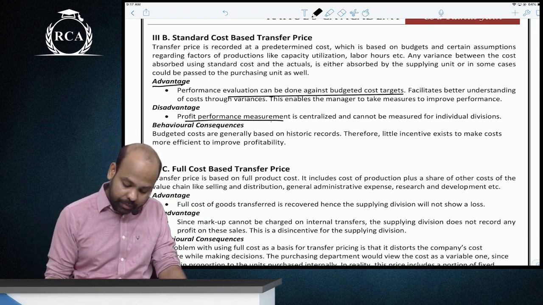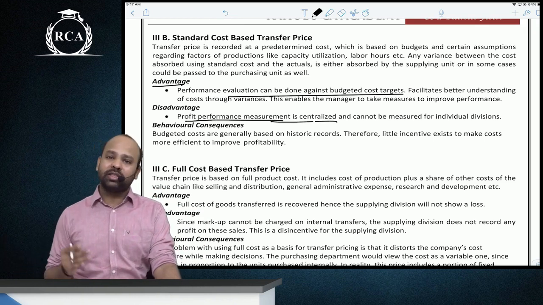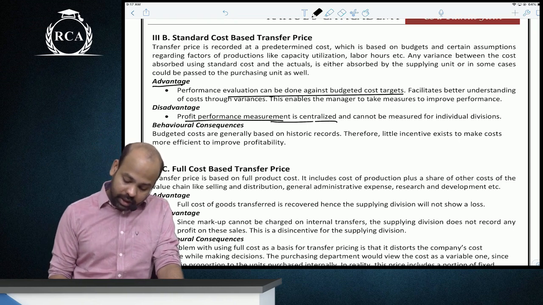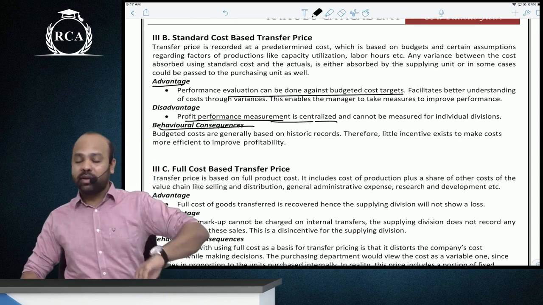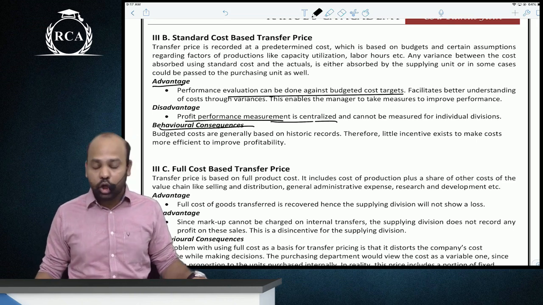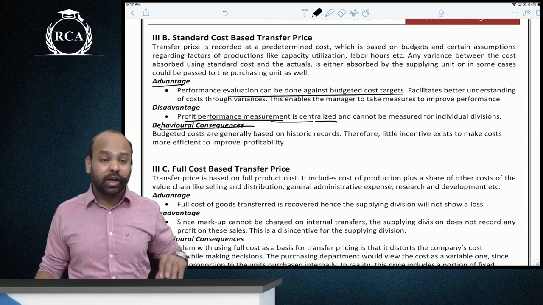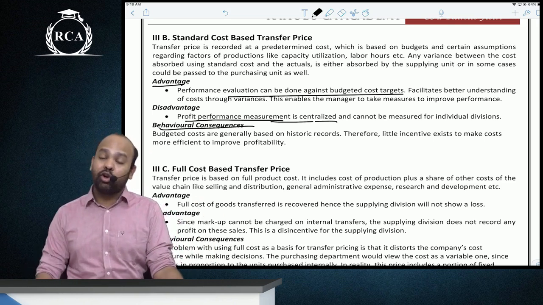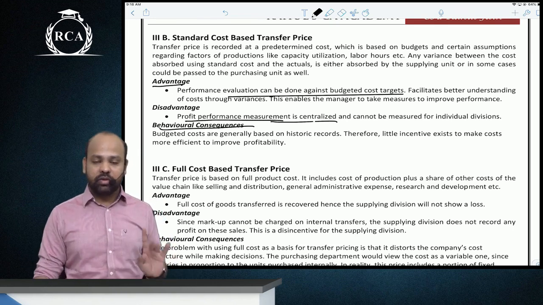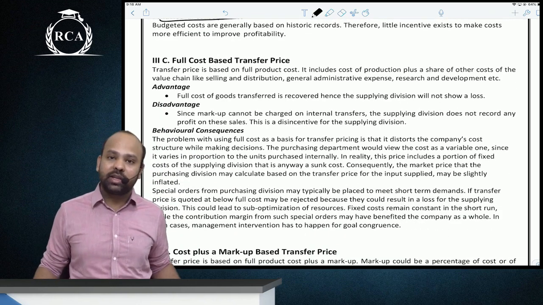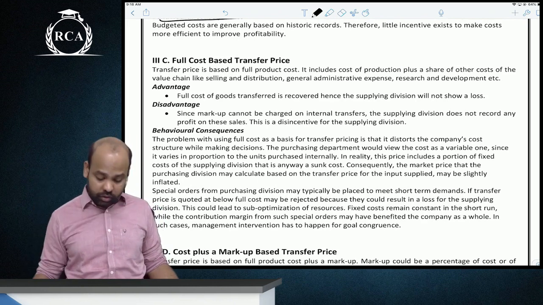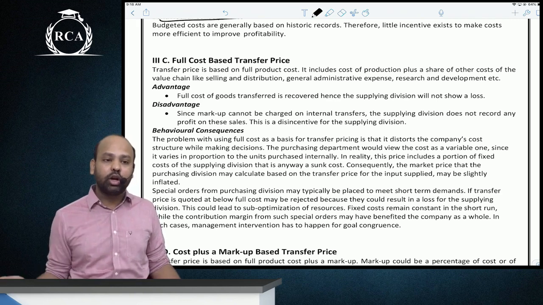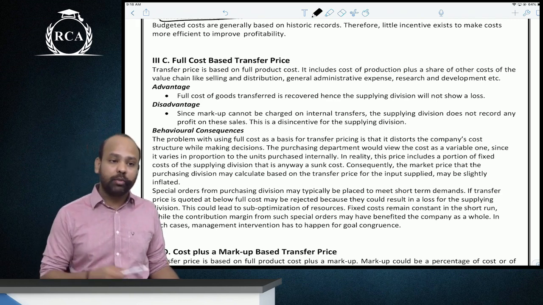Disadvantage is per profit, whenever transfers are made at cost, performance profits are measured at the overall entity level. Behavioral consequences: standards are based on past records. You might not actually be putting in effort to achieve real cost reduction. It might only be cost control, but not real cost reduction. That is standard cost. Full cost mein beta advantage kya hai, that okay, you are also recovering your fixed cost, so you are not incurring any losses. Disadvantage is that you are not making any profits, which will demotivate the supplying division.